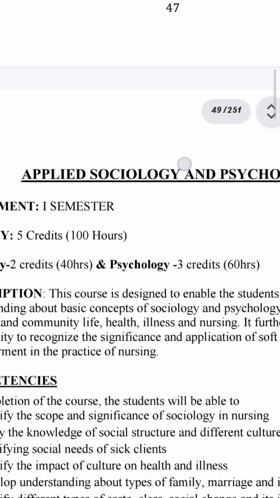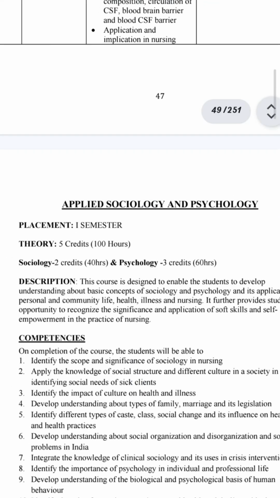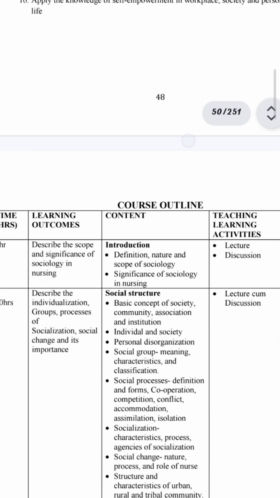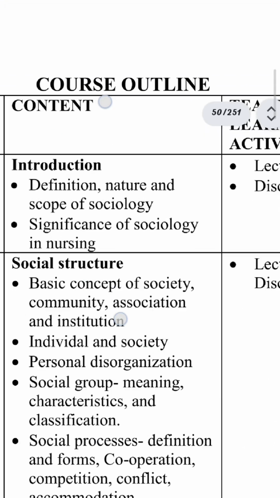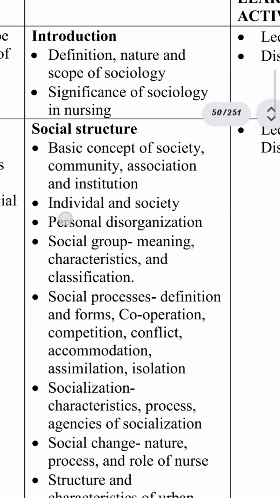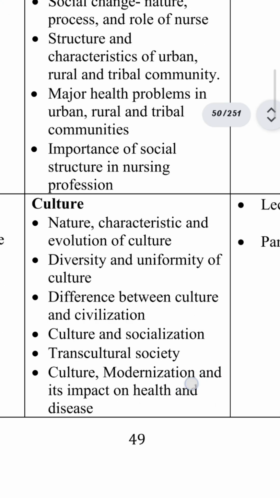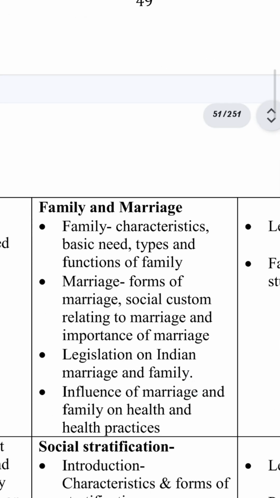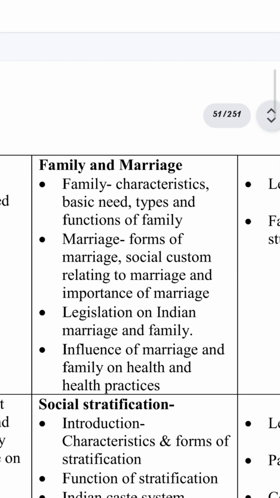Okay. And then you have to study sociology and psychology. In sociology you have to study mainly these things. If you learn these things, you can easily pass the exam. Definition, nature and scope of psychology, significance of sociology in nursing. Then mention the subtopics, you have to study briefly. Culture diversity, family, marriage, you have to study types of marriage.